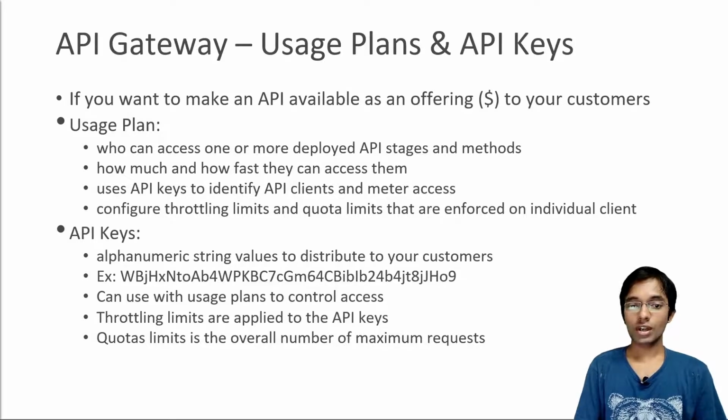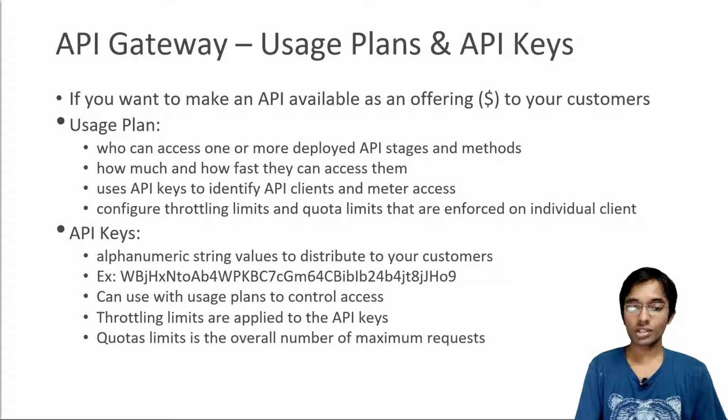So the first one is around usage plans and API keys. API gateway usage plans and API keys. If you want to make an API available as an offering, maybe to sell it to your customers, then you should use a usage plan, which defines who can access one or more deployed API stages and methods, and how much and how fast they can access them. For this, it will leverage API keys to identify API clients, and also to meter. So it would measure the access to your APIs.